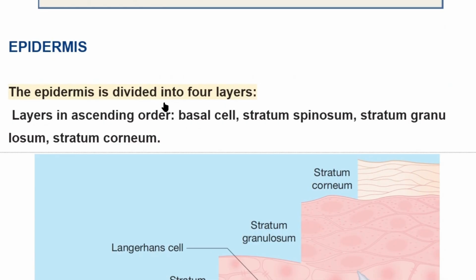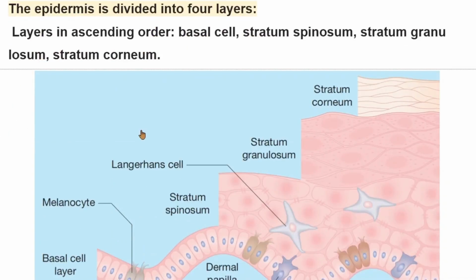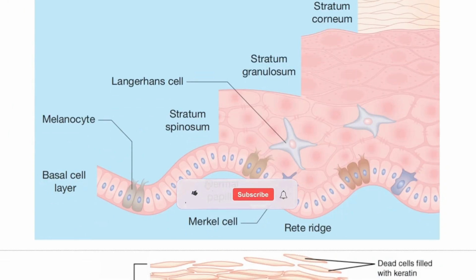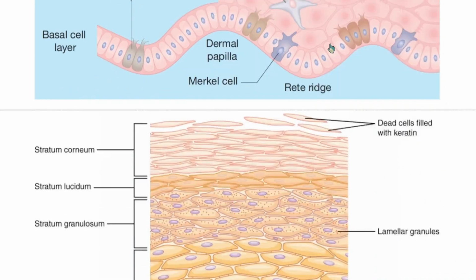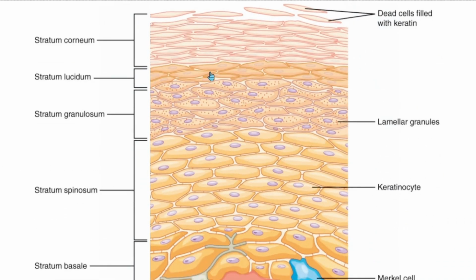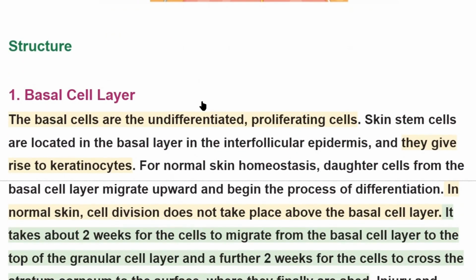Epidermis. The epidermis is divided into 4 layers. Layers in ascending order: basal cell, stratum spinosum, stratum granulosum, and stratum corneum. As we can see here, we can see the basal cell layer, stratum spinosum, stratum granulosum, and stratum corneum. There is another layer between stratum granulosum and stratum corneum, which is called stratum lucidum. Here we can see the stratum lucidum between the stratum corneum and stratum granulosum.